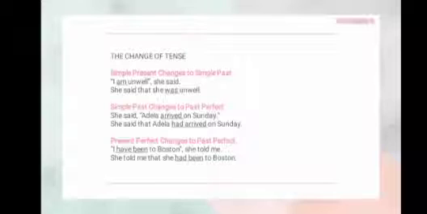The last, present perfect changes to past perfect. I have been to Boston. She told me that she had been to Boston.